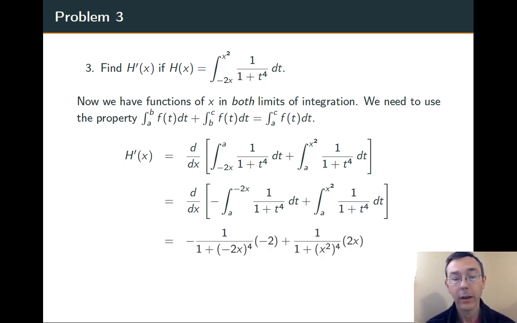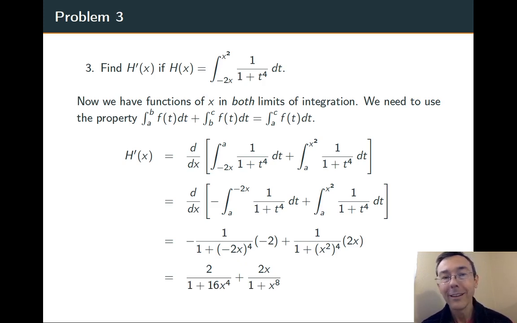So in the first case, the negative sign is coming along for the ride, and then I'm going to plug in the negative 2x right into that integrand function, 1 over 1 plus, parenthesis, negative 2x to the 4th. Then I'm going to multiply by the derivative of the negative 2x. That's where that negative 2 is coming from. For the second integral, when I differentiate it, first I plug in the x squared, 1 over 1 plus x squared to the 4th, and then I multiply by the derivative of the x squared, 2x. Simplifying that a tiny bit, I'm getting 2 over 1 plus 16x to the 4th plus 2x over 1 plus x to the 8th.